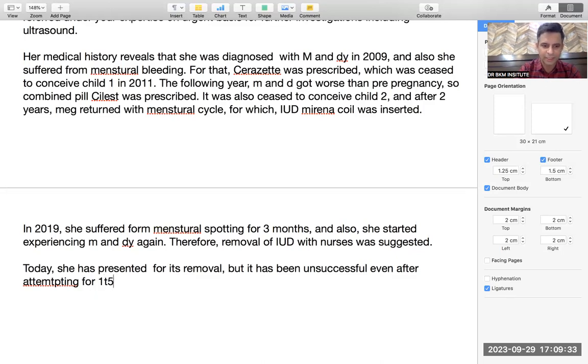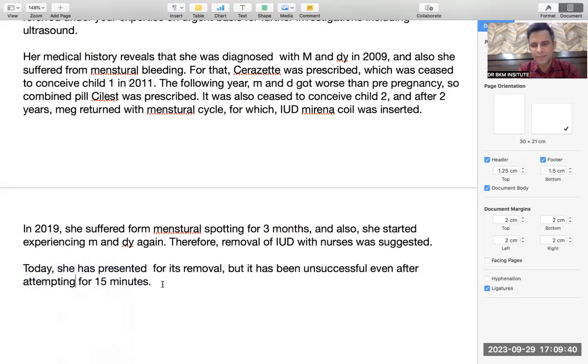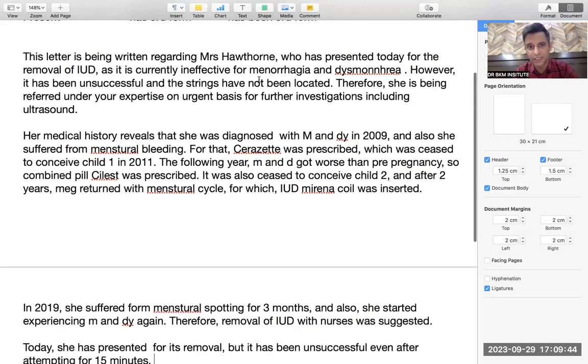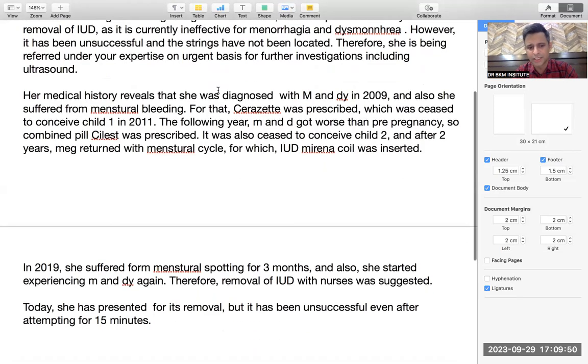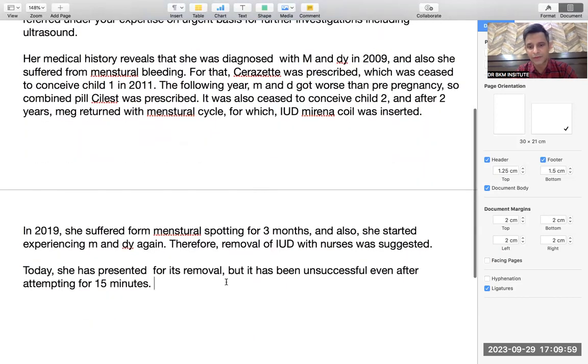Now I will write the completed. The first paragraph I write only information what I feel is more relevant. And it can be different for me. That information can be different for me and for you. But yes, basic words should be covered. Removal of IUD, it has been unsuccessful. Strings have not been located. Otherwise, even if I miss out on this thing, even then it is not a problem. Even if I do not write this thing in the first paragraph, in the last paragraph I want to write the details. So attempting for 15 minutes.